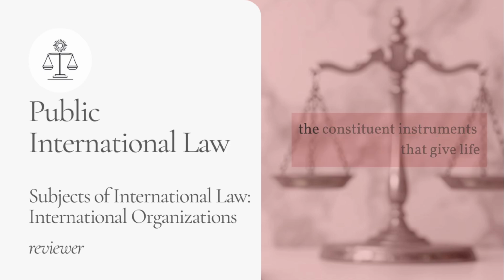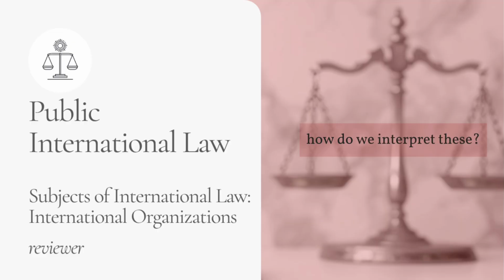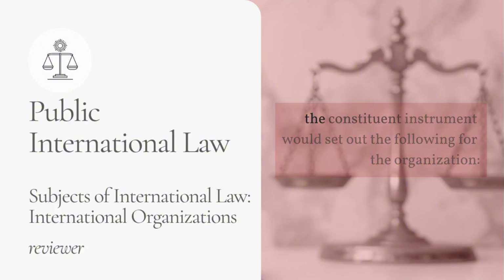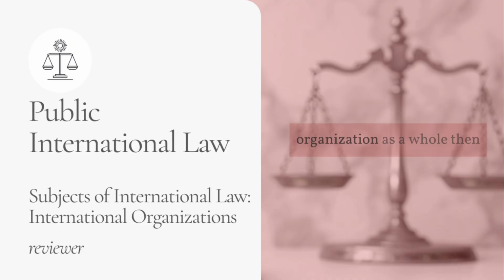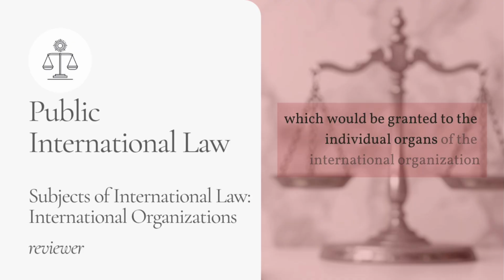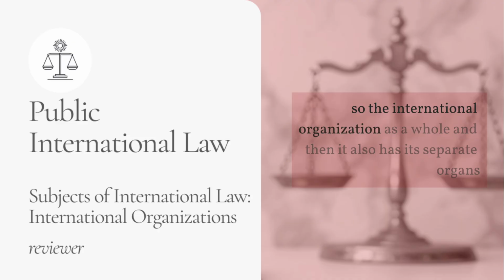Moving on. Now, the constituent instruments that give life, that make international organizations. So the constituent instruments of international organizations. How do we interpret these? Now, a constituent instrument would set out the following for the organization. First, the purpose, the structure, and the competencies of the organization as a whole. Then it would also give the particular powers and the particular functions which would be granted to the individual organs of the international organization. So the international organization as a whole, and then it also has its separate organs.